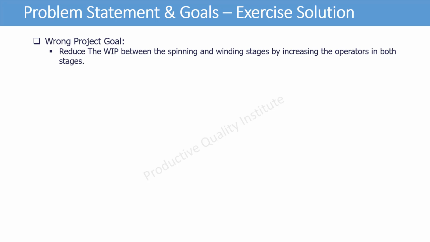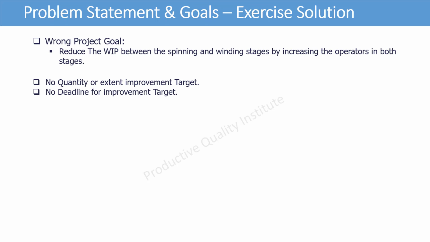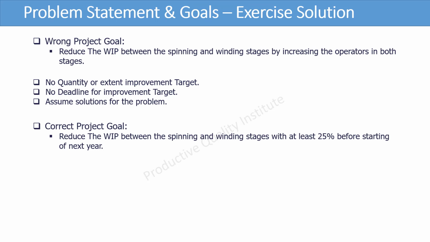Please check the exercise solution and compare it to your solution. Please note that the goal is wrong because there is no quantity or extent improvement target, no deadline for the improvement target, and it assumes solutions for the problem. The correct project goal: reduce the width between the spinning and winding stages by at least 25% before the start of next year.